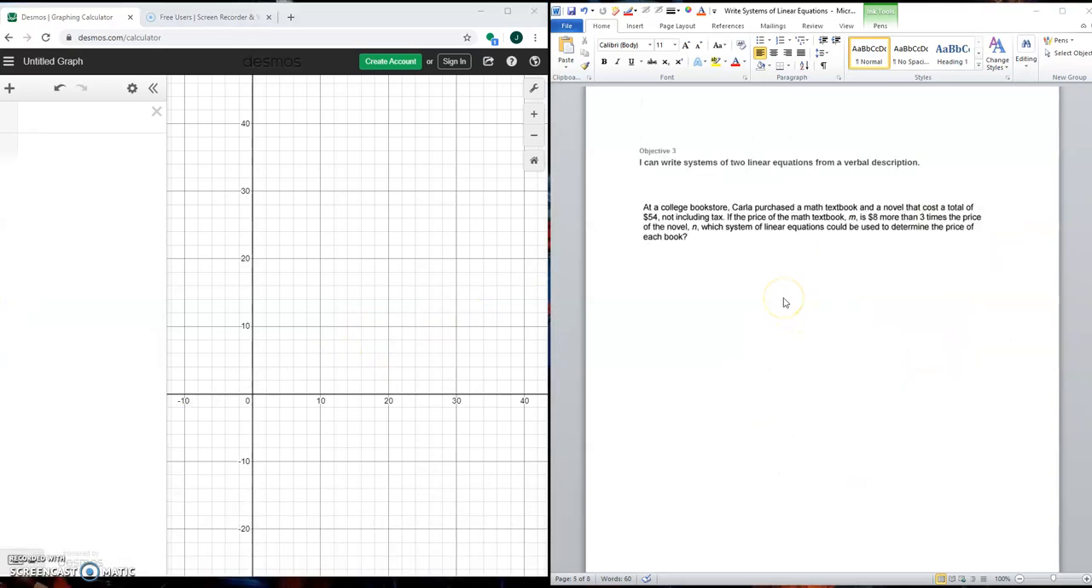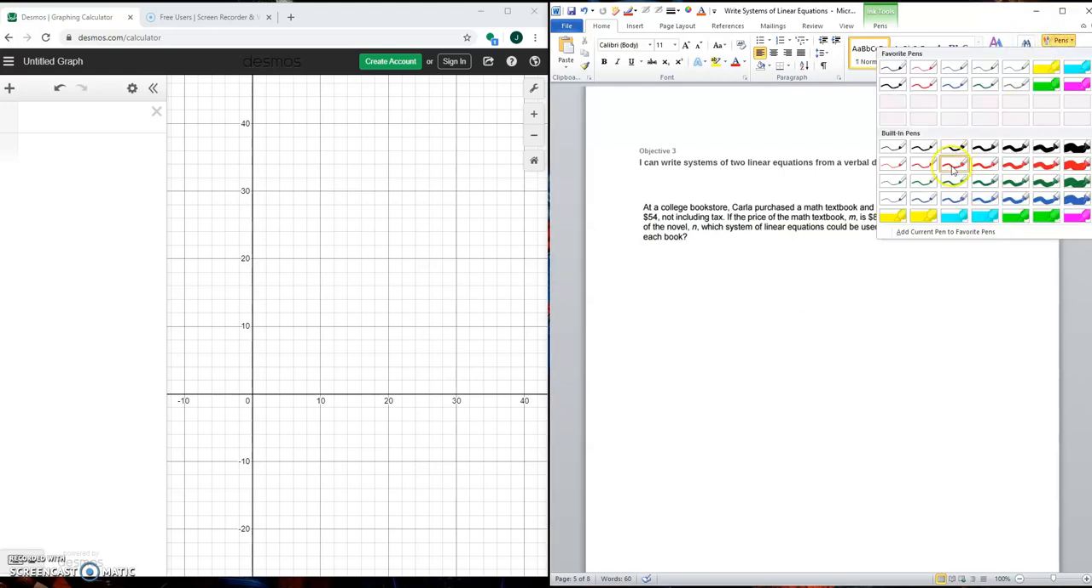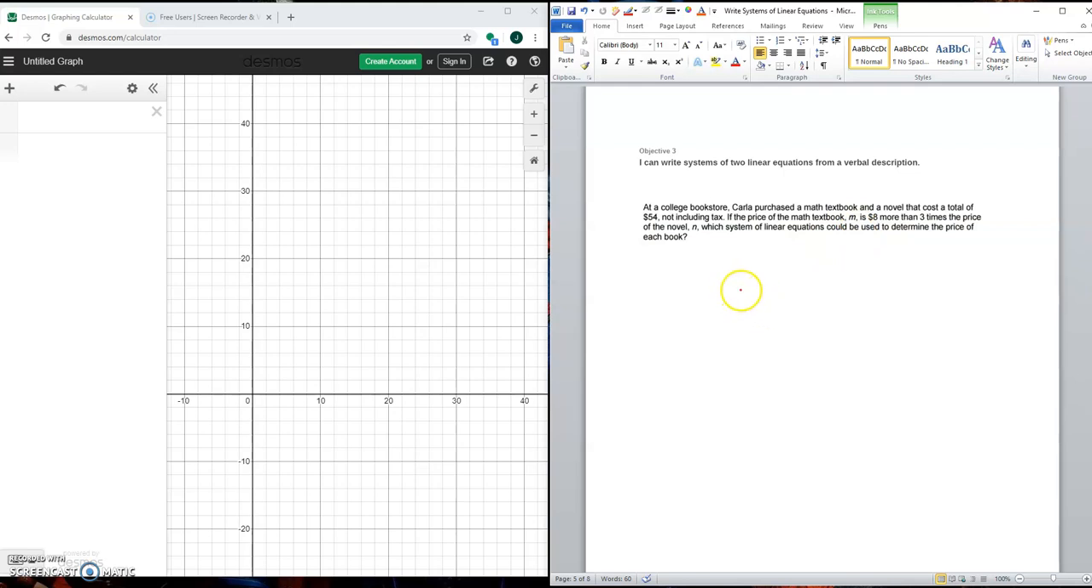Okay, let's now move on to objective 3. I can write systems of two linear equations from a verbal description. So let us begin analyzing this. At a college bookstore, Carla purchased a math textbook and a novel that cost a total of 54. Okay, I want you to take note of those two variables. One is a textbook and one is a novel. Okay, the next thing is, not including tax.